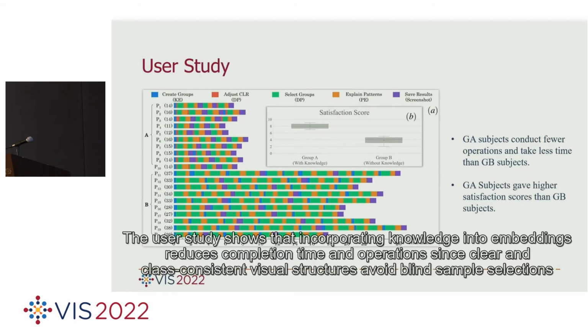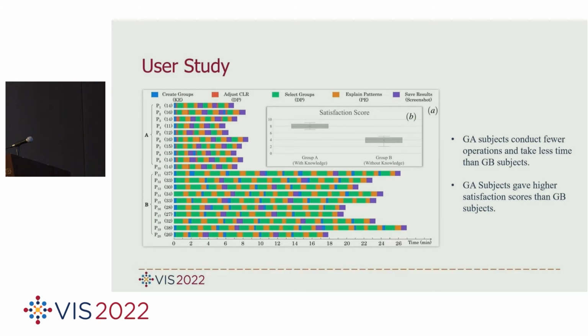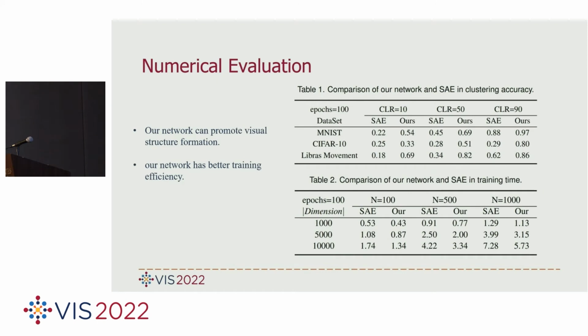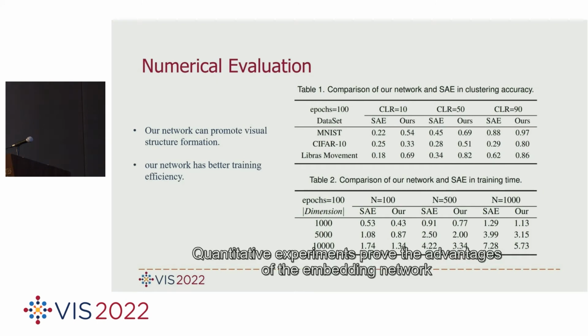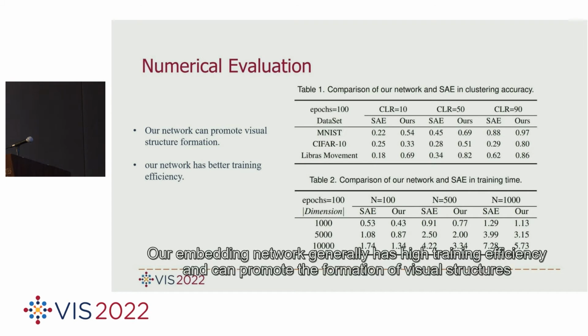The user study shows that incorporating knowledge into embeddings reduces completion time and operations since clear and class-consistent visual structures avoid blind sample selections. Quantitative experiments prove the advantages of the embedding network. Our embedding network generally has high training efficiency and can promote the formation of visual structures.